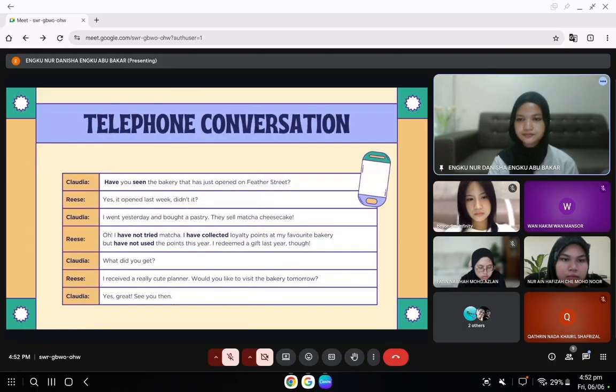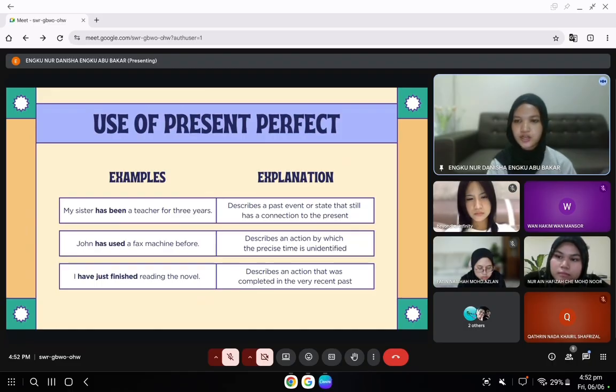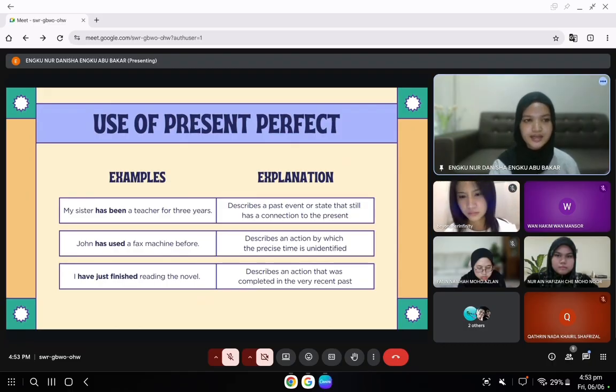Okay, moving on. So these are more examples and situations. Present perfect is used to describe a past event or state that still has a connection to the present, as I have said just now. It is also used to describe an action whose precise time is unidentified. And lastly, it is also used to describe an action that was completed in the very recent past.